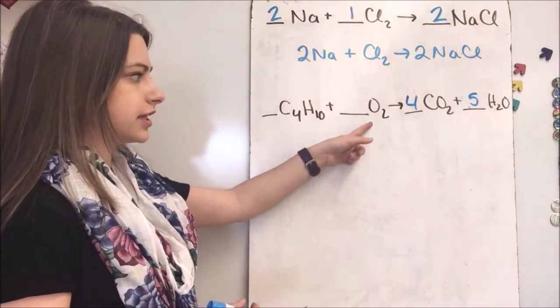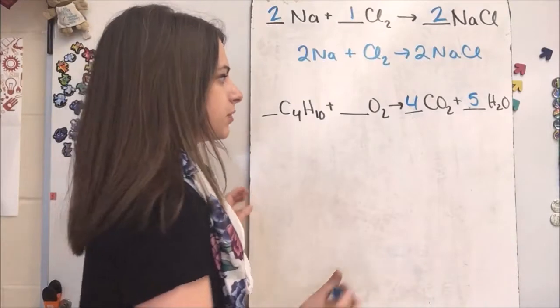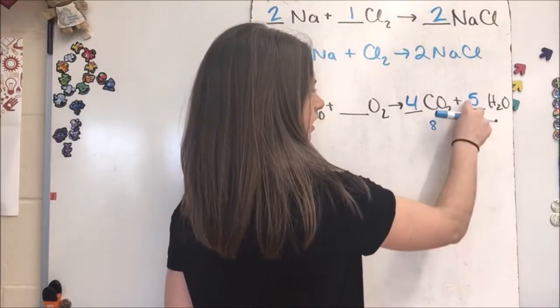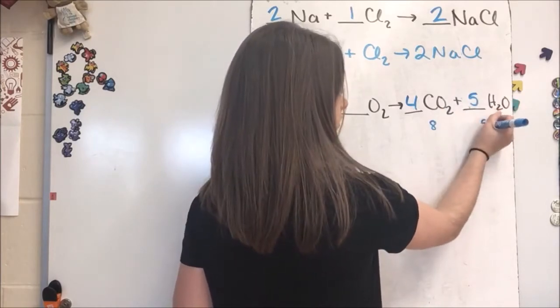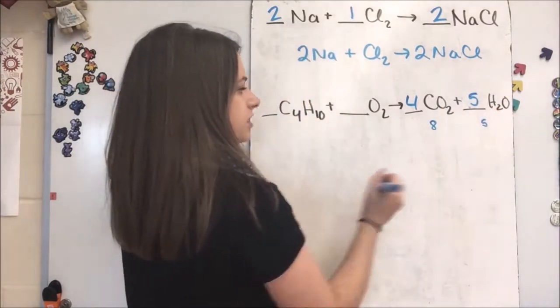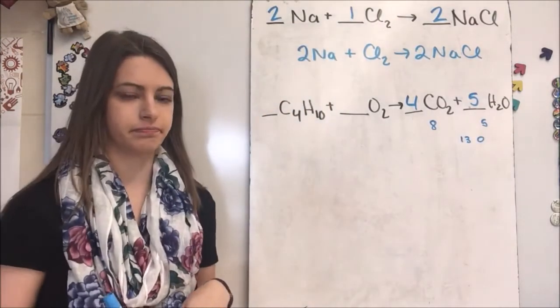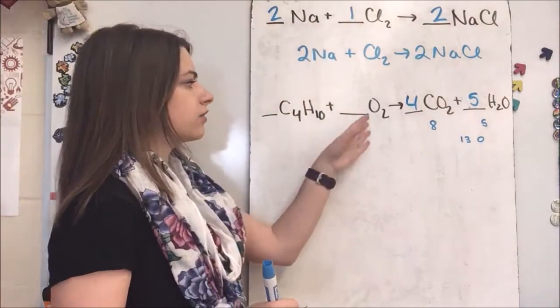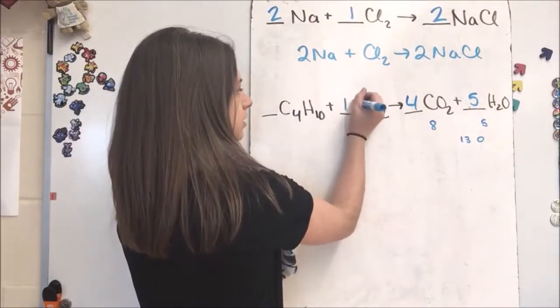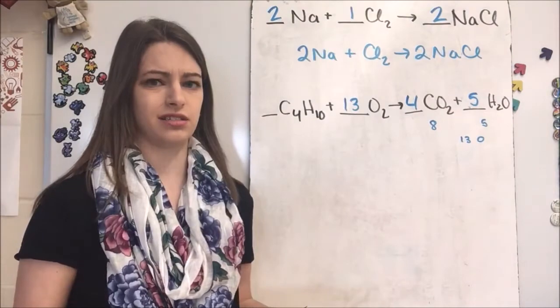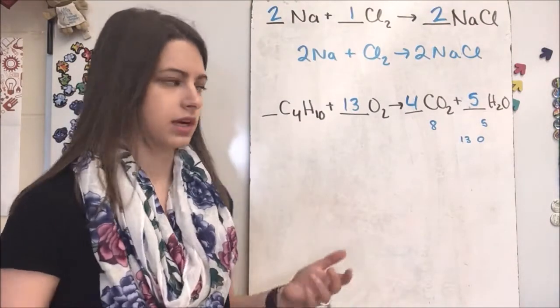Well, I have 2 over here. Let's add them up over here. I have 4 times 2, that gets me 8. I have 5 times 1, that gets me 5. 8 plus 5 gets me a total of 13 oxygens on that side. Okay, fair enough. Over here, if I put 13 in this blank, 13 times 2 gets me 26. That's not what I wanted. I wanted half of that.